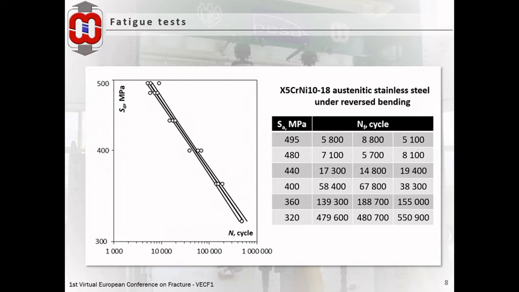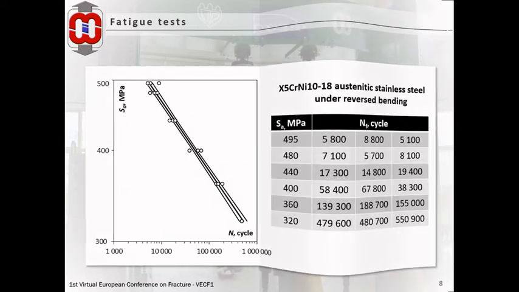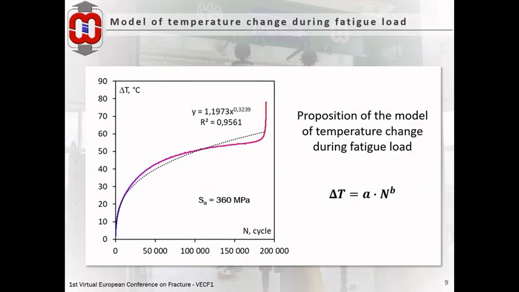The fatigue tests were carried out at 6 load levels. The main test results are presented in the table. The proposed model of the temperature change during fatigue load is a simple power function with two parameters, A and B.